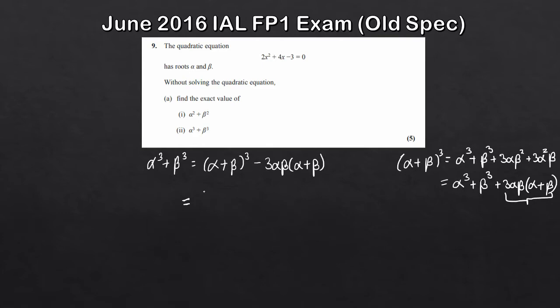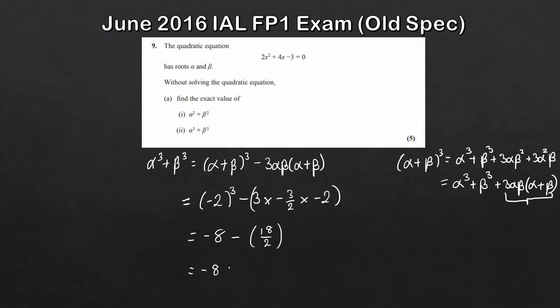Okay, so alpha plus beta cubed, so that's minus 2 cubed, minus 3, so we do it all in one bracket, minus 3 times alpha beta, so that's minus 3 over 2, times alpha plus beta, which is minus 2. Okay, minus 2 cubed, so that's minus 2 times minus 2, which is 4, and then times it by minus 2 again, minus 8. Minus, so this is 3 times minus 3 over 2, so that's minus 9 over 2, times minus 2, that would give us 18 over 2, that's minus 18 over 2, which in other words, this is the same as being minus 8, this simplifies to 9, so minus 8, minus 9, to give us minus 17.